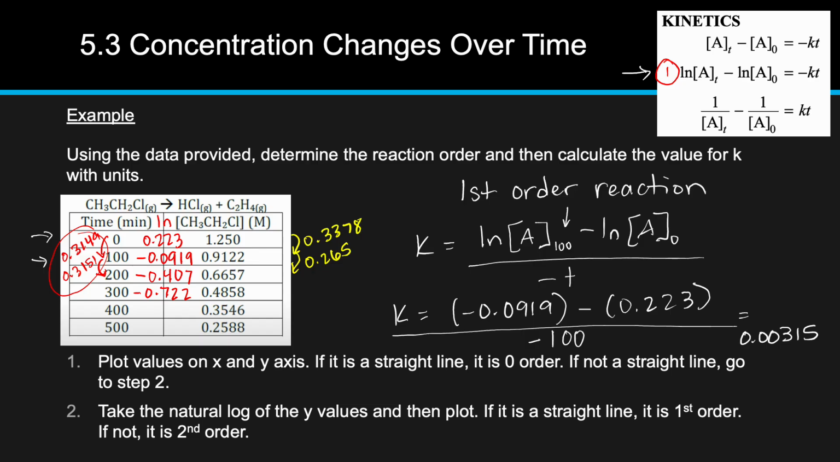0.00315, and this is a first order reaction, which means my units for K are just inverse of time, which is minutes, so it'd be minutes to the negative first power. So now I know that it is first order, and I also know my K with its units.